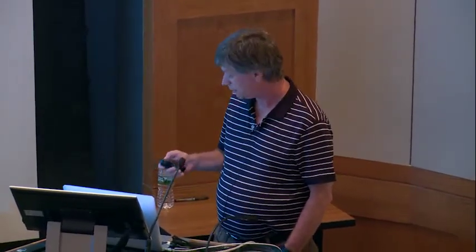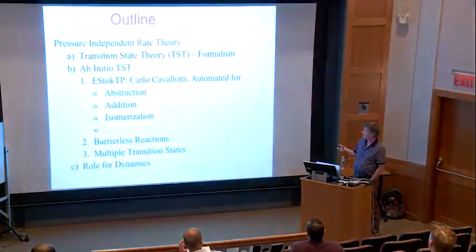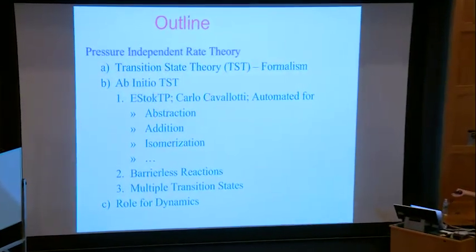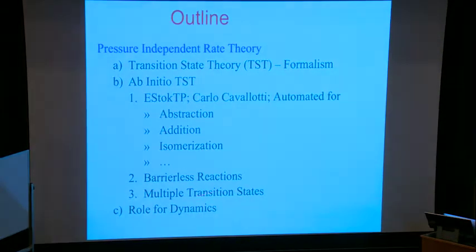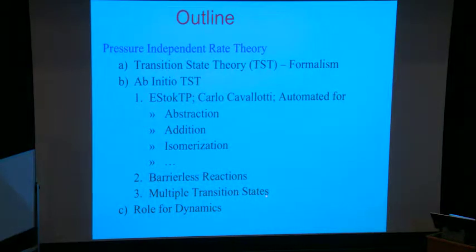All right. So as I said, I'm going to start with the formalism. That will be most of this lecture, and then we'll spend a lecture illustrating ab initio transition state theory. How do we couple transition state theory with those electronic structure calculations that we talked about last lecture? And then we'll look at more complicated forms of transition state theory, barrierless reactions, multiple transition states, and then conclude with some discussion about the role for dynamics.